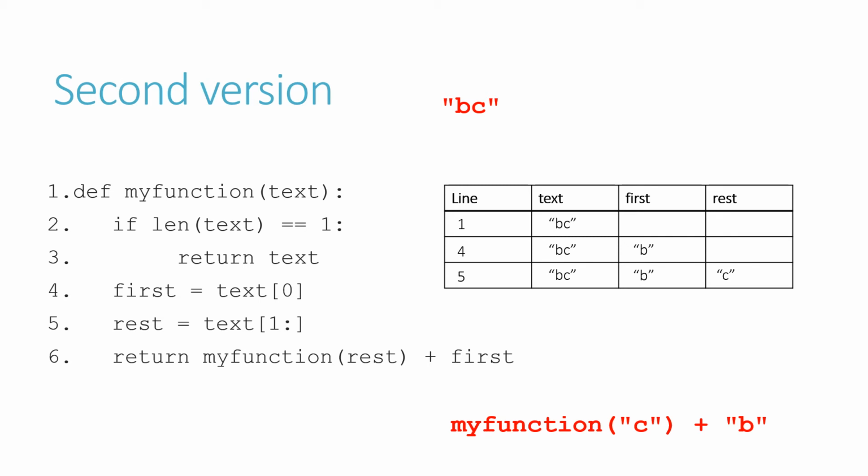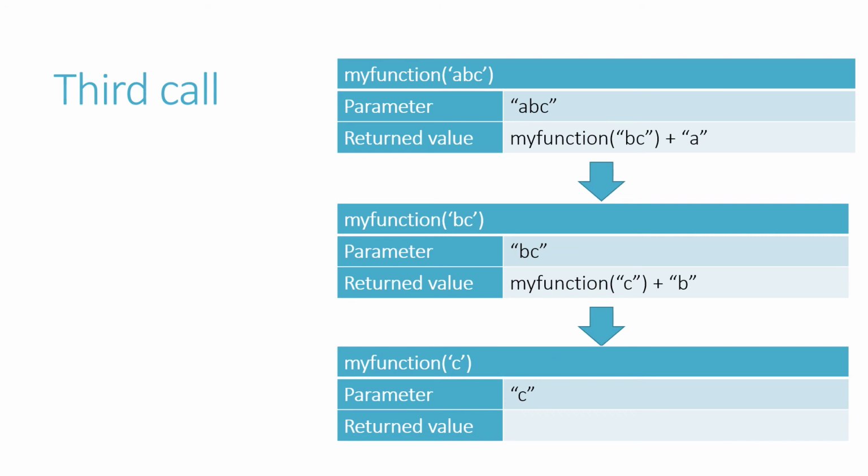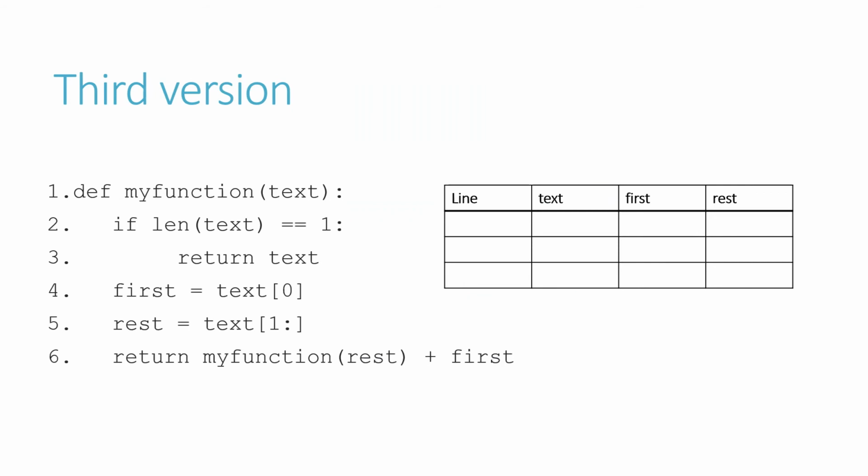But we still can't finish our function because we don't know what the returned value of my function with the letter C is. So we're going to have to call it a third time. So this is where we are so far. My function called with ABC needs to know the value of my function with BC, and my function with BC needs to know the value of my function with C. So we're calling it for a third time. This time we're calling my function with the parameter C.